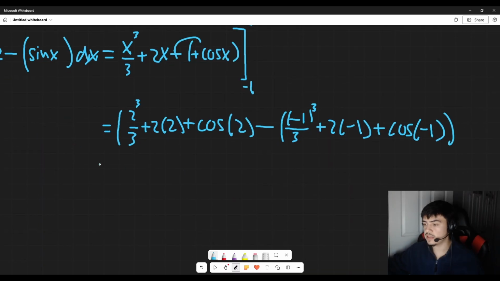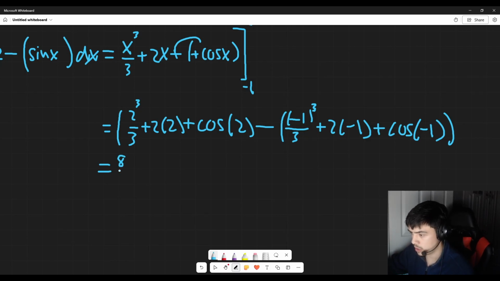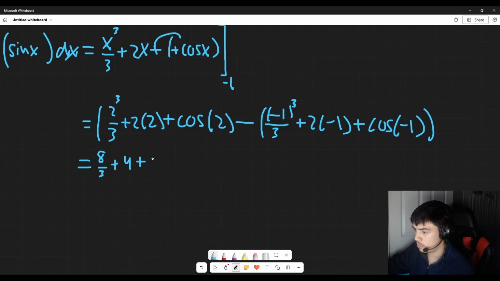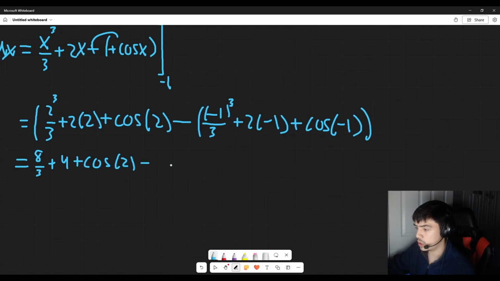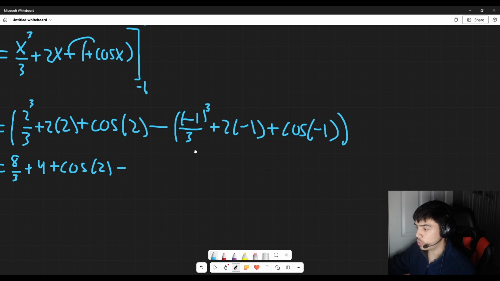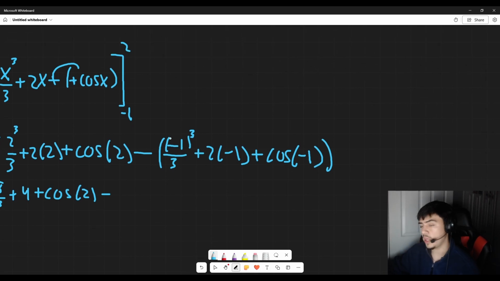So simplifying this now, it's just basic arithmetic. 2 cubed is 8, so we get 8 over 3 plus 2 times 2 is 4 plus cosine of 2. We're going to just keep it like that. We don't want to approximate it. And so remember, we have a negative 1 cubed. When we have an odd power, like 3, 5, 7, the number inside is going to stay negative, and 1 raised to any power stays as 1. So negative 1 cubed, an odd power, stays negative. So it's just negative 1.